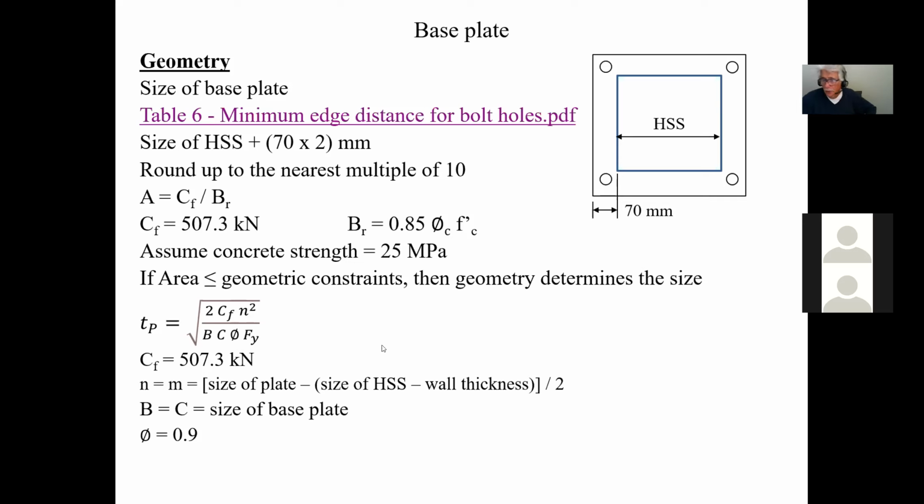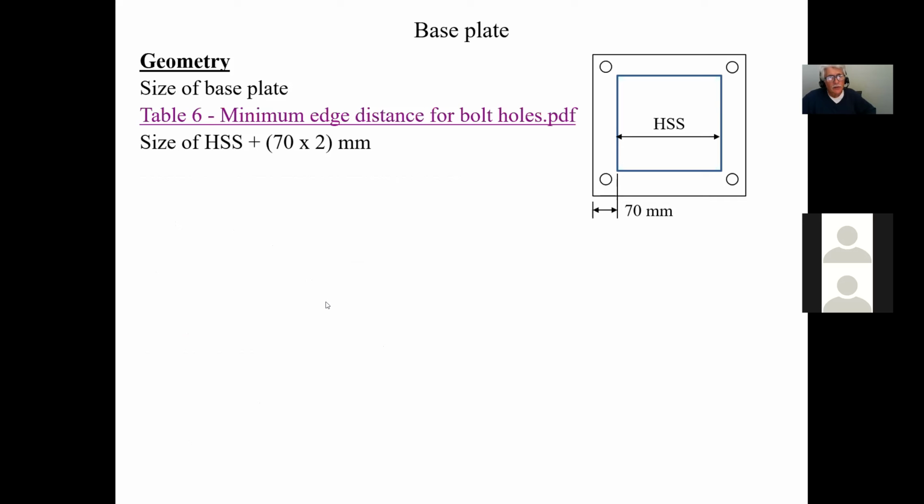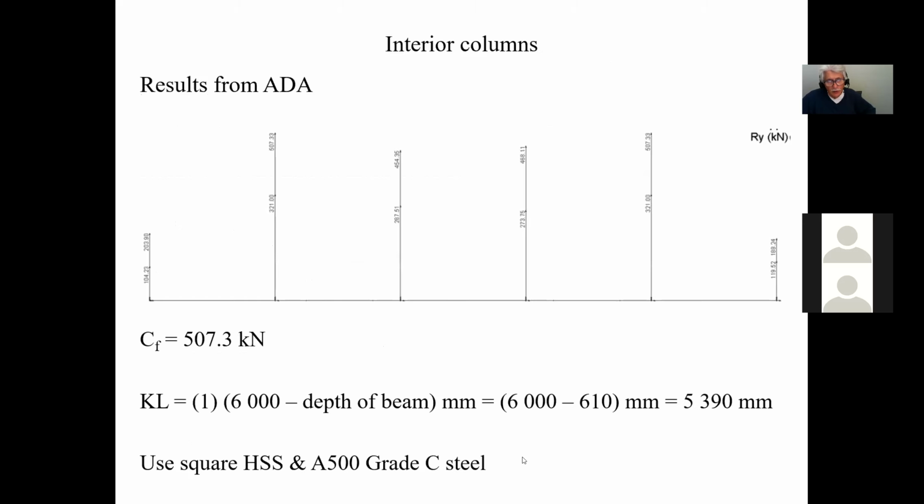Sir, I forgot which table for the HSS I'm looking for. Well, you have to look for a square HSS with the ASTM A500 grade C steel. In other words, it's at the very end of that file I sent you. This is what I want you to use. I want you to use a square HSS, but I want you to use the A500 grade C steel.